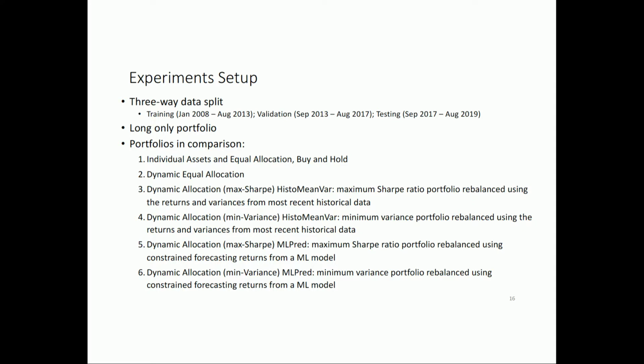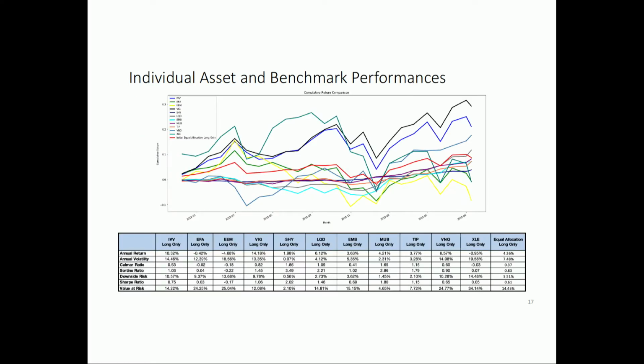Also, remember we have 11 assets. So here, I just say, what if I just buy and hold? I can also have a portfolio with equal allocation, buy and hold. So now these would be the benchmarks I'm going to compare against.